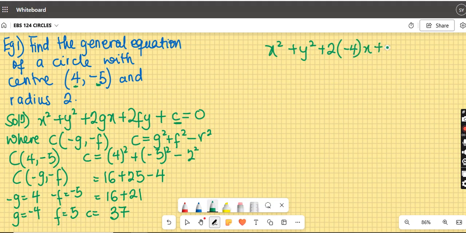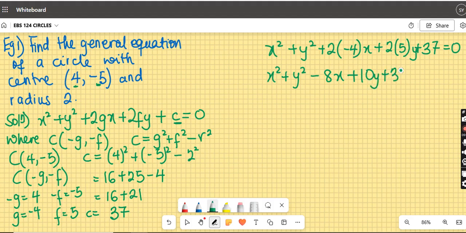Let's bring our x plus 2f, f is 5, plus c, we found c, 37, is equal to 0. Very simple. So x squared plus y squared minus 8x plus 10y, sorry, I didn't bring the y, plus 37 is equal to 0. And this is the general equation of a circle with a center 4, -5 and the radius 2.